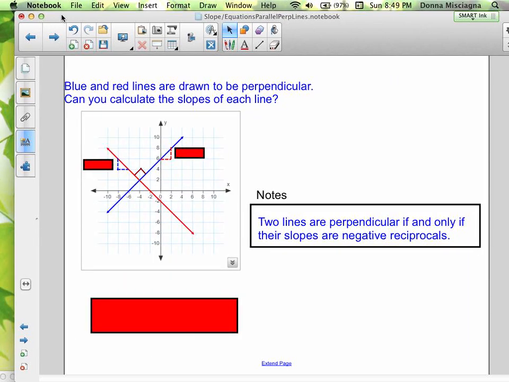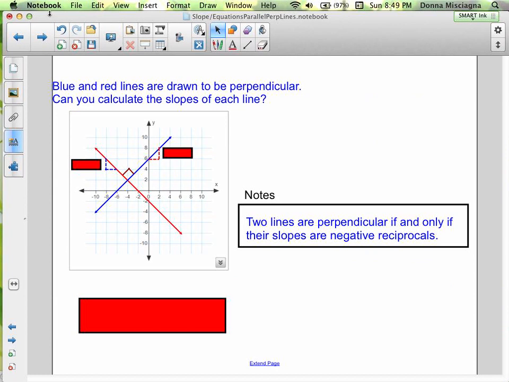So let's continue. The blue and the red lines are drawn to be perpendicular. Can we calculate the slope? Let's look at the red line first. We'll just work left to right. So actually, let me put the point. That point there is (-8, 6).